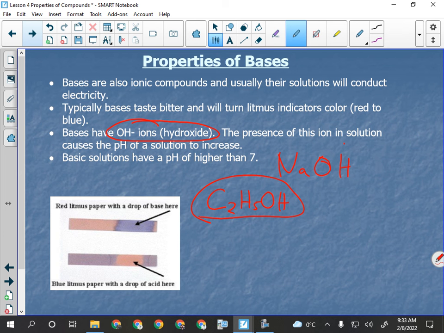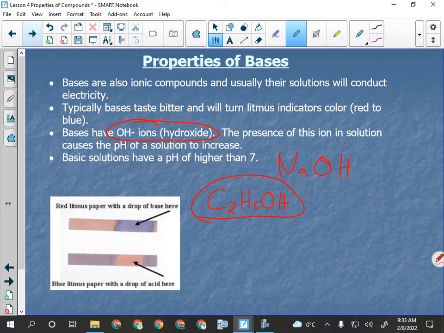Okay, so typically bases taste bitter. Again, we're not doing any taste tests, but if you ever accidentally got soap in your mouth, soap contains lye, which contains this, which is why soap is really bitter. If you've ever tasted baking soda by itself, baking soda is a weak base, but it's very bitter. So anything that tastes really, really bitter is a base. All right. Questions on bases?